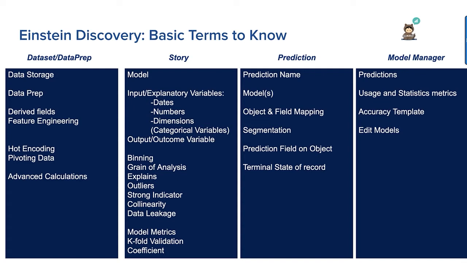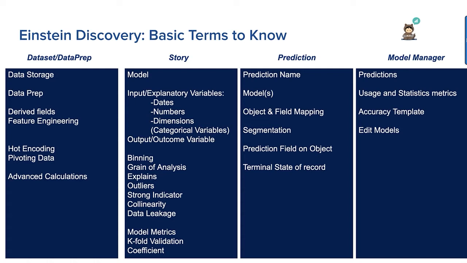Segmentation, if I'm having multiple models under the prediction, again, one maybe for AMER, one for APAC, one for EMEA, for example. If I am creating a prediction field on the object where I am deploying this prediction, so I can store the prediction there, and I define a terminal state of that record, meaning stop predicting if we hit this terminal state. For example, if opportunity is closed, then there is no need to predict anymore, and we can use this for the accuracy template of the model, where we keep an eye how our prediction is doing, from an accuracy perspective.